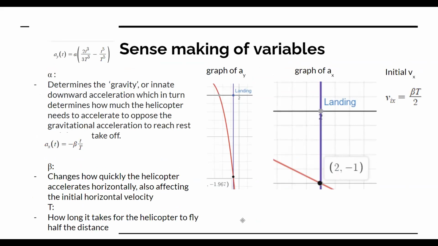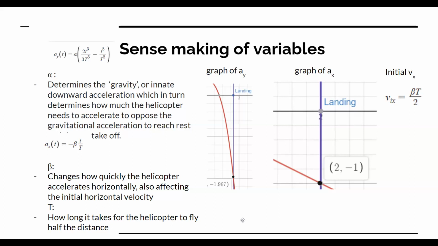For sense making of variables, beginning with alpha, we can see in the top left where alpha appears as a scalar in the acceleration in the y direction. If we look at the graph of this acceleration, we can see that when the rover lands, it has a negative acceleration. So this is where we determine that alpha must be some gravity or innate downward acceleration on the helicopter, or else it would fly off and physics would break.